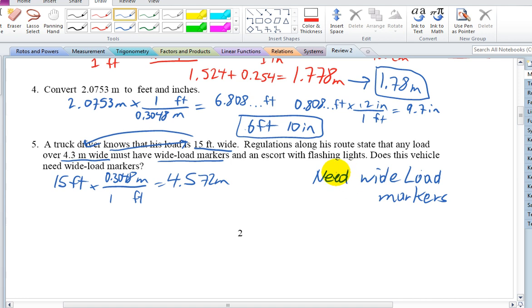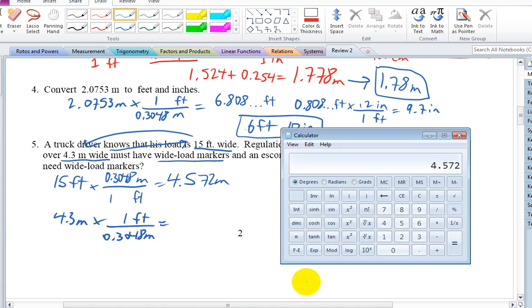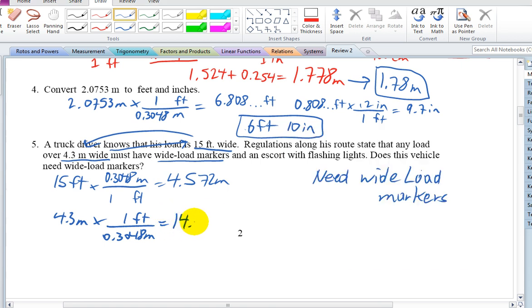Good. Now, converting the other one, 4.3 meters times 1 foot over 0.3048 meters equals, let's see, 4.3 divided by 0.3048, 14.176. So you can see that 15 feet is larger. Okay. So 14.176 feet, that's going to be the rules. If you're over that, which you are, you need the markers.